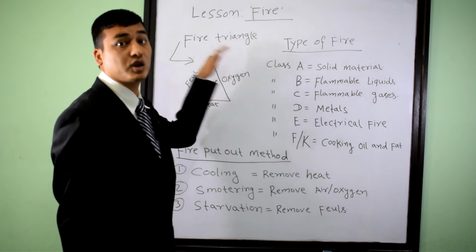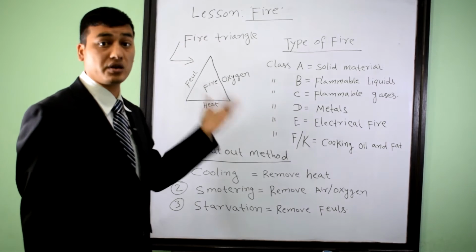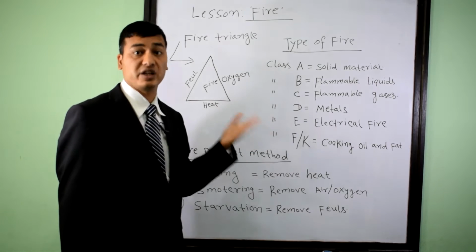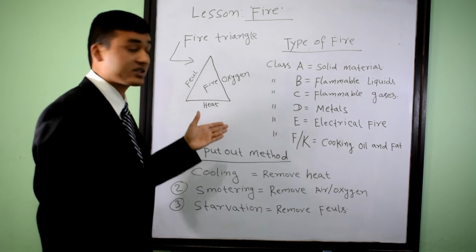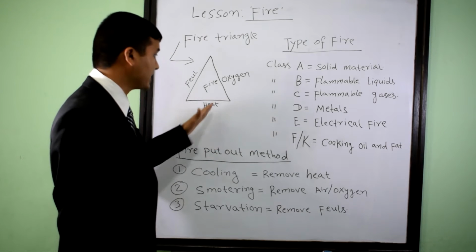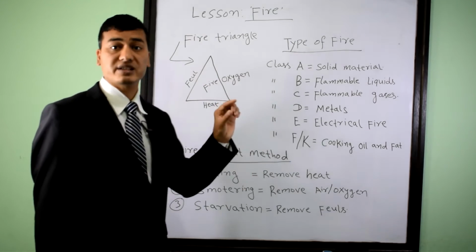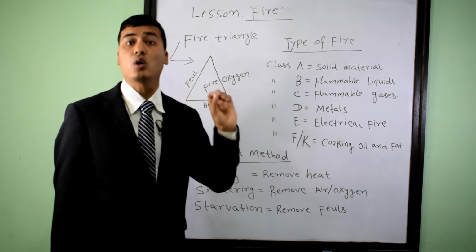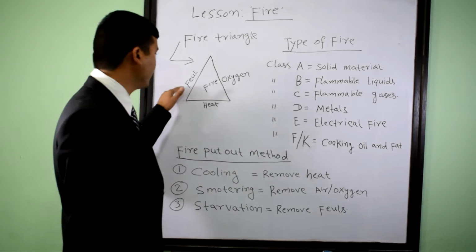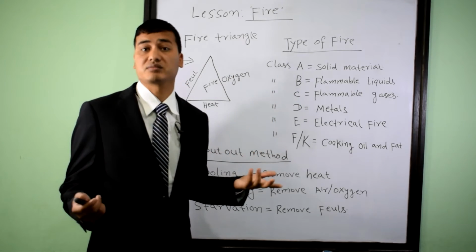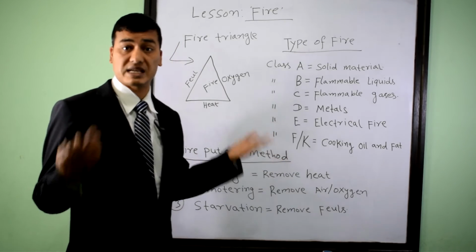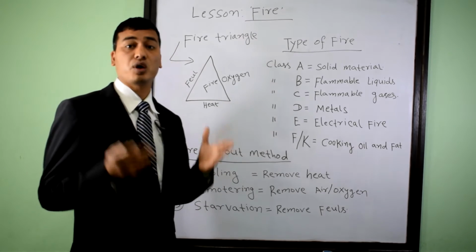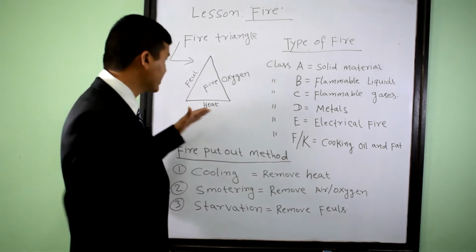Fire triangle. We can call it, in other words, the fire elements. How many elements exist in a fire? Here there are three elements. Number 1 fuel, number 2 heat, and number 3 oxygen. With a combination of these three things, fire can take place anywhere, anytime. First, fuel. Fuel can be anything. It can be solid material, gases, or liquid which burns in a fire. These are fuel.